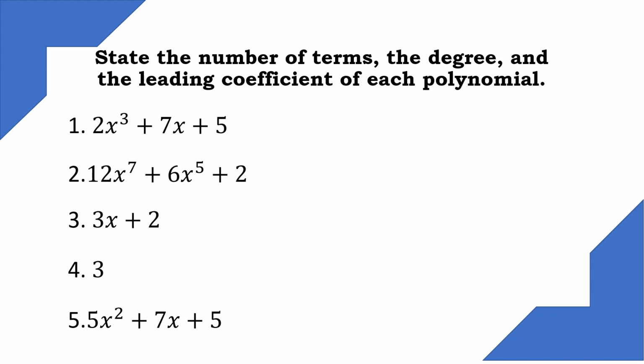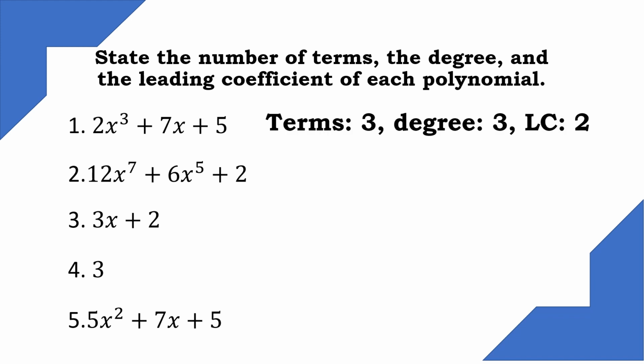Let us identify the number of terms, the degree, and the leading coefficient. So we have the number of terms. So we have here 1, 2, 3. So we have 3 terms. The degree is 3 because 3 here is the highest exponent of the given polynomial. So the degree is 3. And the leading coefficient is the coefficient of the leading term, which is positive 2.